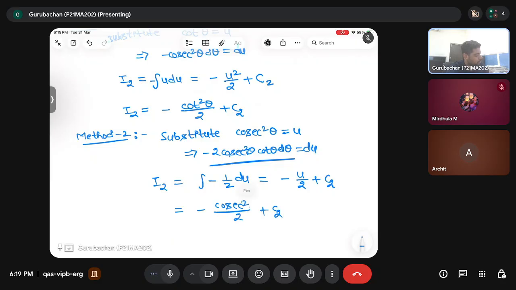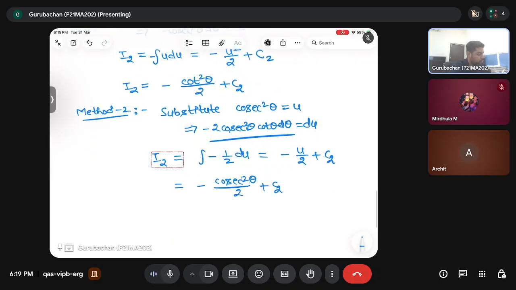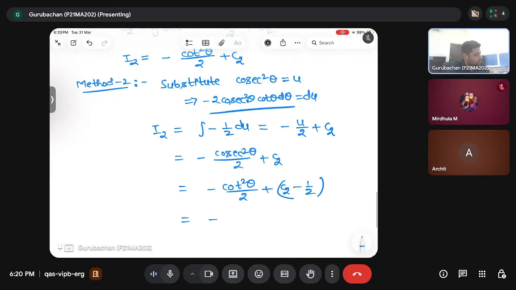Right? Yes, sir. So are both the answers the same? Yes, sir. How? We can write cosec square theta as 1 plus cot square theta. So this will be minus cot square theta by 2 plus C2 minus half. And since it is an arbitrary constant, you may write it as plus some C2 dash. So both answers are the same.